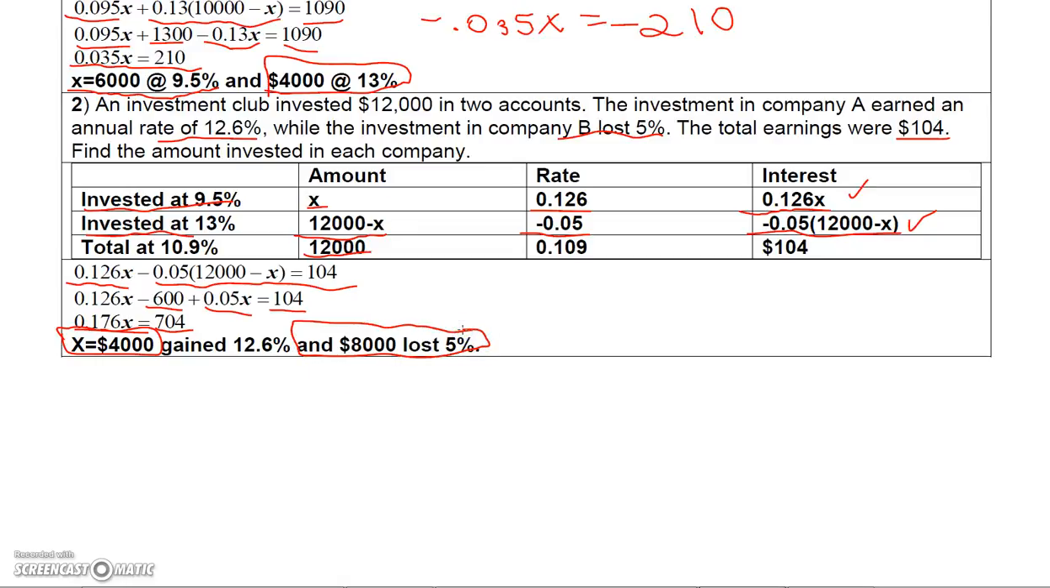And so, those two investments add up to 12,000, and since I gained 12.6% of this and lost 5% of this, you can easily figure out that those two do equate to a total gain of $104.